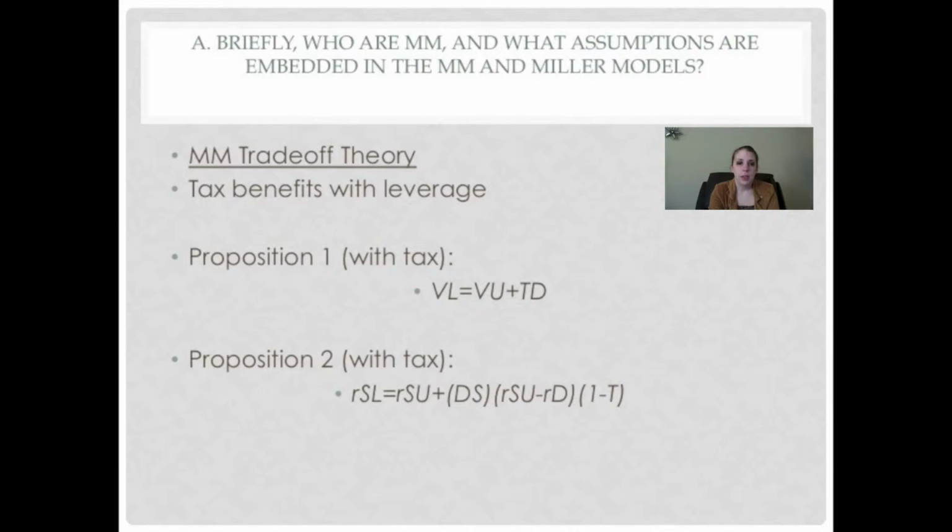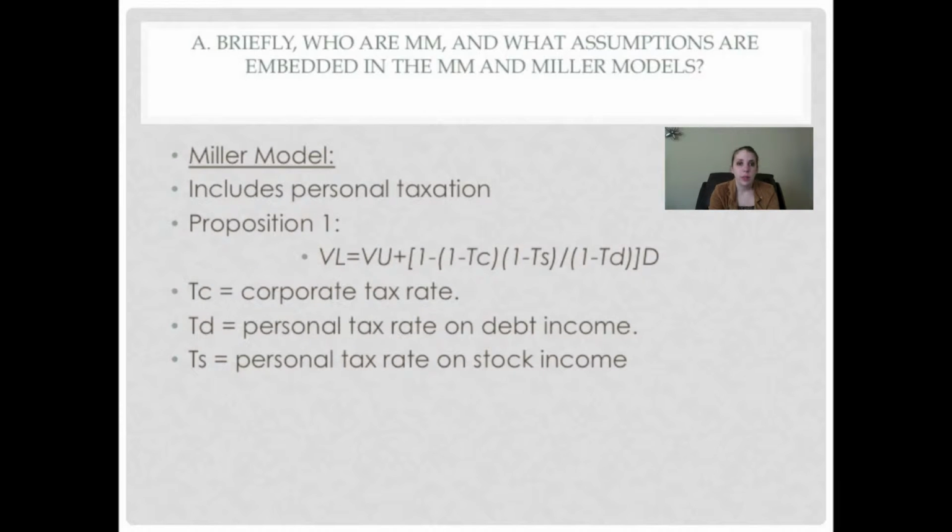Then there's the M&M trade-off theory, and that has propositions that include tax, and those will be later used, and you can see the benefits of tax and leverage within the company. Then there's the Miller model, and the Miller model takes into account personal taxation, and you'll later see the effects of that as well.